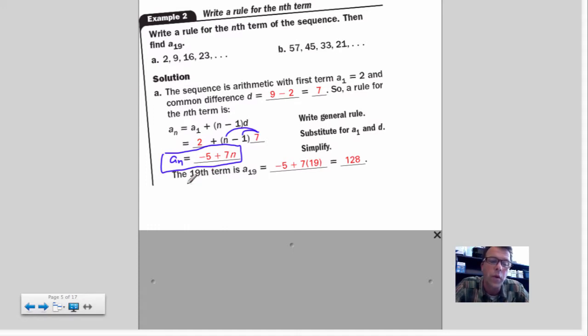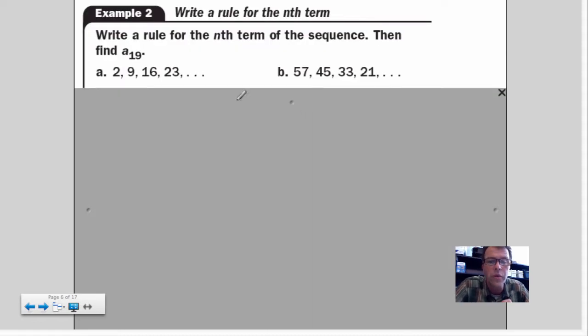So if I want to figure out the 19th term, I plug 19 in for n, and check it out, this would be 128. So again, if I bounced 19 terms down, there would be a 128. Add another 7, the next one would be 135, and so on. Nice rule. Let's do it for the second example.